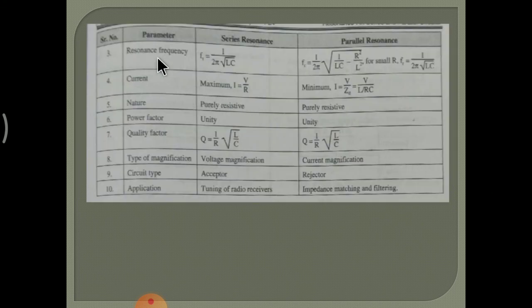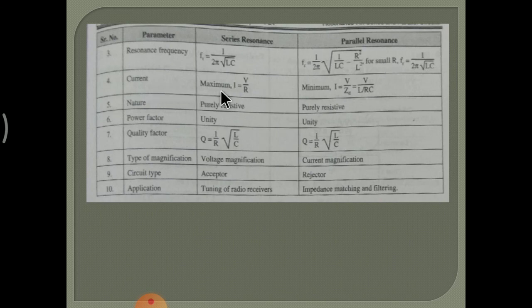Next parameter, resonance frequency. Frequency in series resonance is FR equal to 1 upon 2 pi root LC. And in parallel resonance, FR is equal to 1 upon 2 pi under root of 1 upon LC minus R square upon L square. This is for large R. If R is small or negligible, then this term is neglected and we can write FR equal to 1 upon 2 pi root LC. This is the resonance frequency for series and parallel resonance.